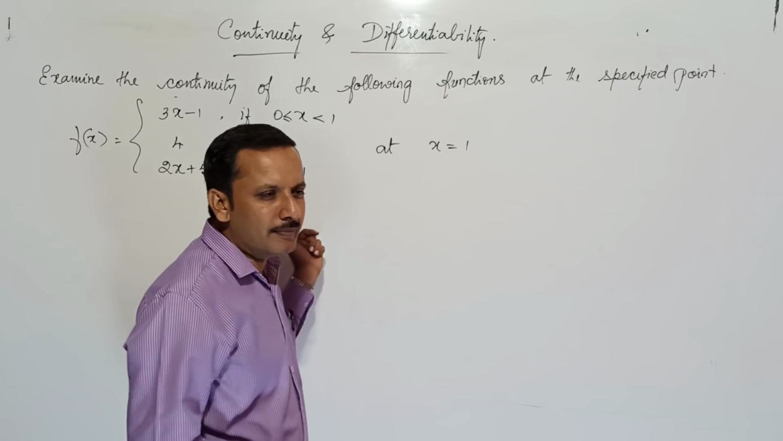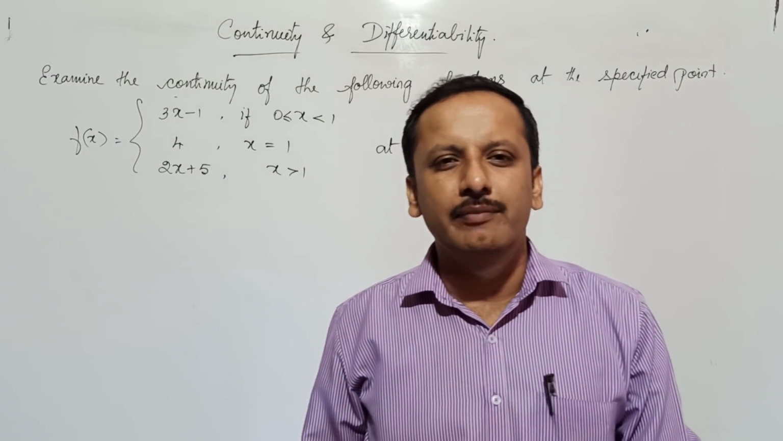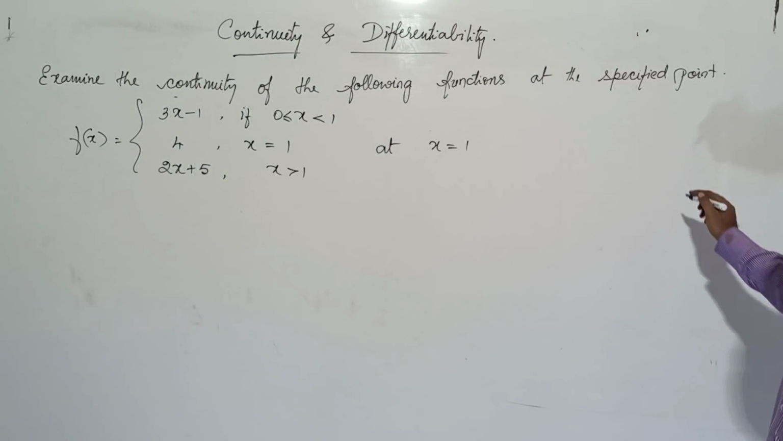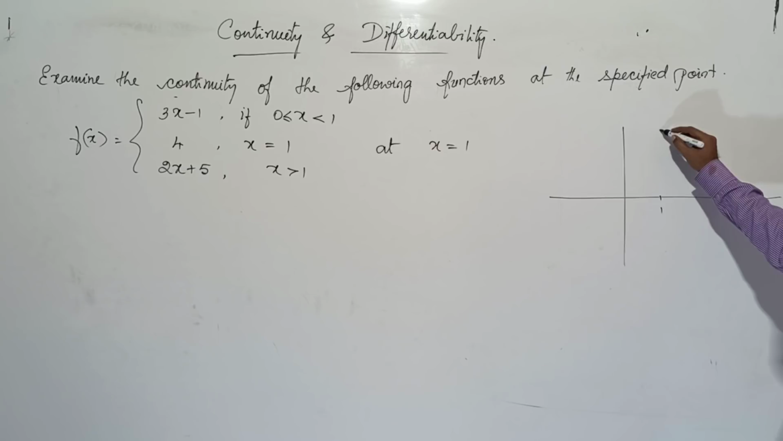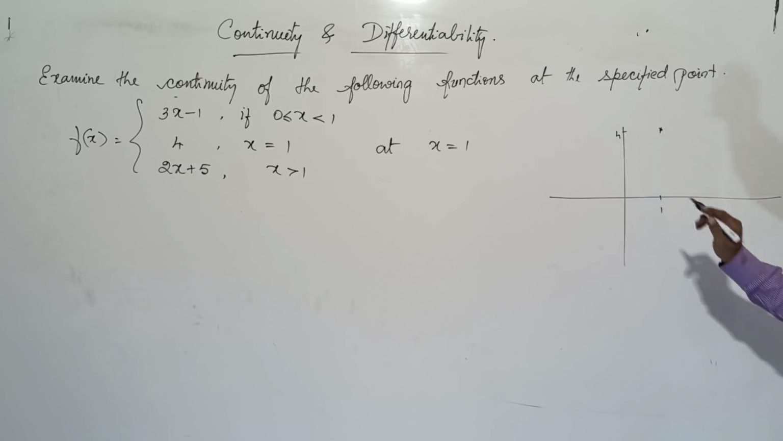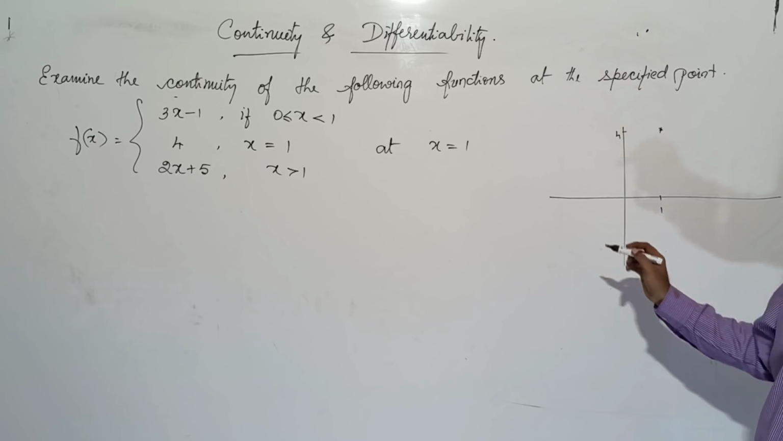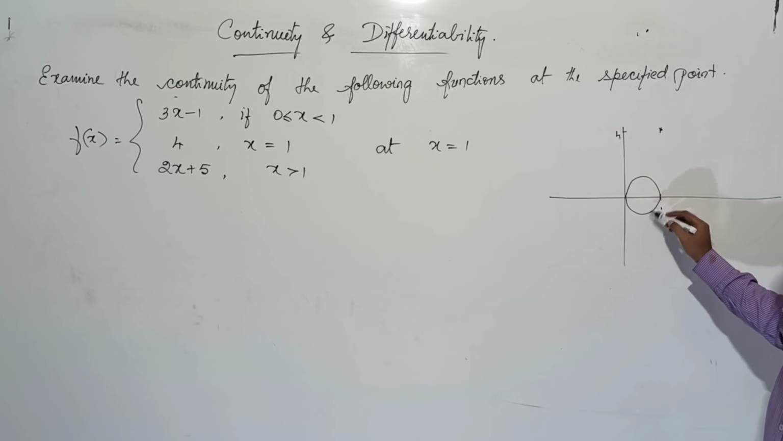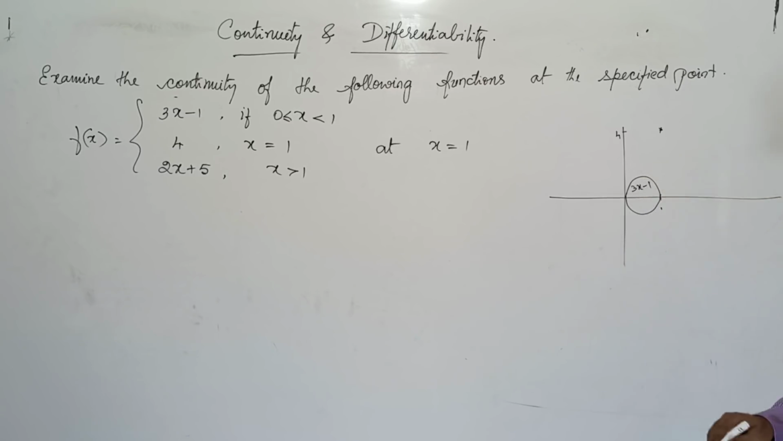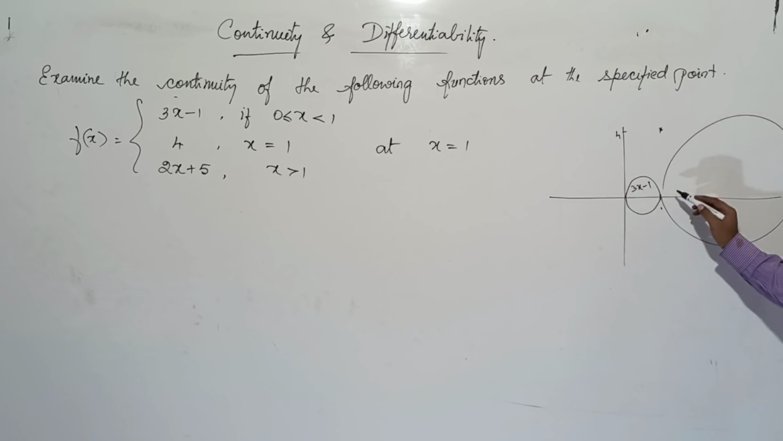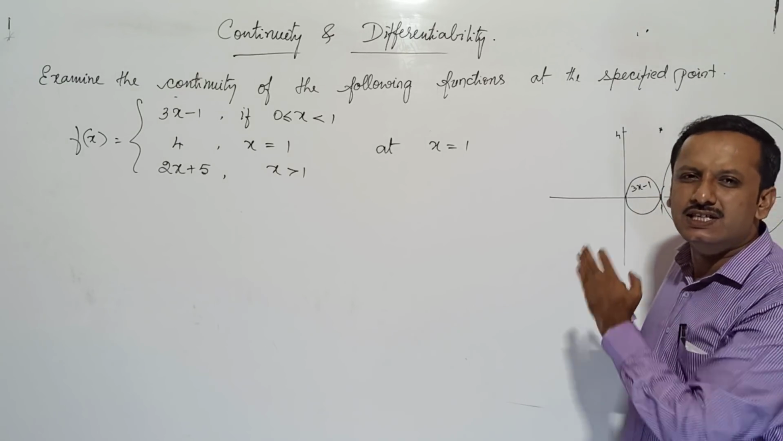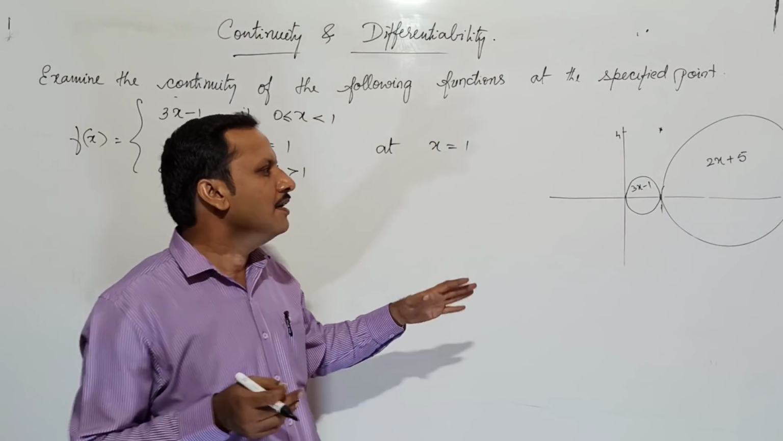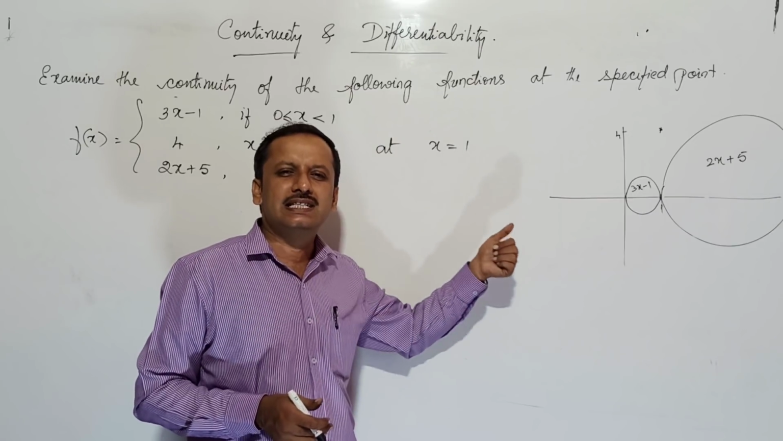Students, for this particular problem, while finding the limit, we need to go for left hand limit and right hand limit separately. Why is it so? Let me draw this. Here, this is 1. At x equal to 1, it is defined as 4. To the left side of 1, from x greater than or equal to 0 to less than 1, it is defined as 3x minus 1. Whenever x is greater than 1, it is defined as 2x plus 5. To the left side of 1 and to the right side of 1, f of x is defined in two different ways. Hence, we need to go for left hand limit and right hand limit separately.